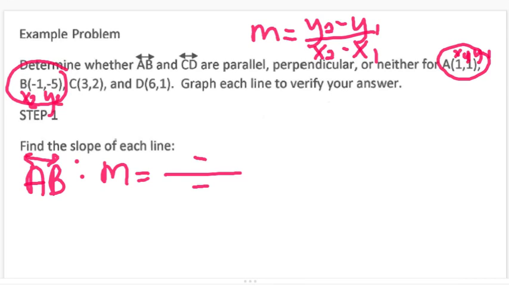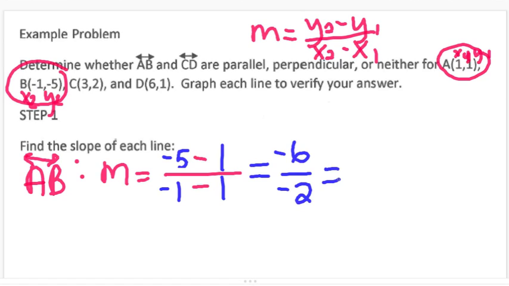Now I'm going to plug in those points. And we did this in the last lesson, so you guys should be pros at this. So we have y2 is -5, y1 is 1, x2 is -1, and x1 is 1. So if I simplify this, I'm going to have -6 over -2. And I can actually simplify that further. -6 divided by -2 is +3. All right, so that's the slope of line AB.